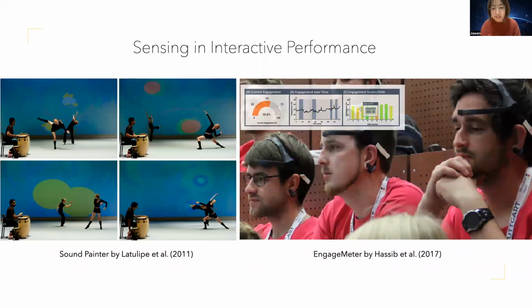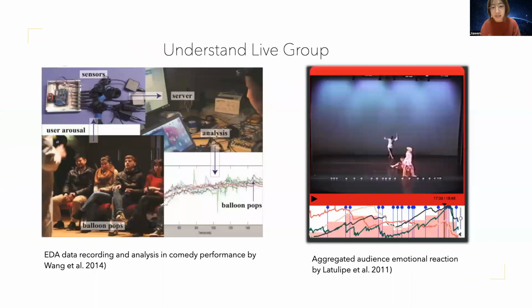Sensing technologies have been applied in real performances and live events to create a connection between performer, audience, and even stage design. Also, physiological sensing can help researchers to understand live audience experience. Performance events could be reflected as physiological changes and psychophysiological engagement.